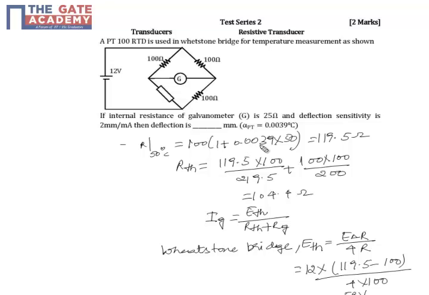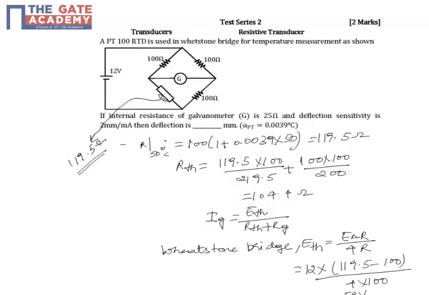At 50 degrees centigrade, the resistance of the RTD comes out as 100 into (1 + 0.0039 into 50), which is 119.5 ohms. This is the new value of resistance, 119.5 ohms. You can clearly see that the bridge is not balanced, so opposite arms are not equal, and hence there is a deflection. We need to calculate the equivalent current through the galvanometer.